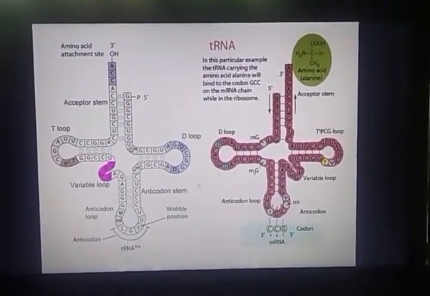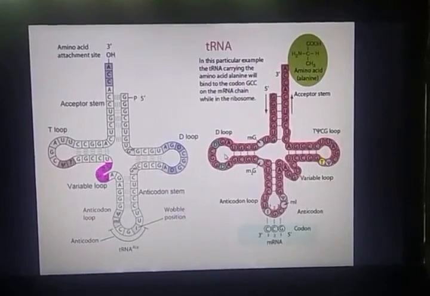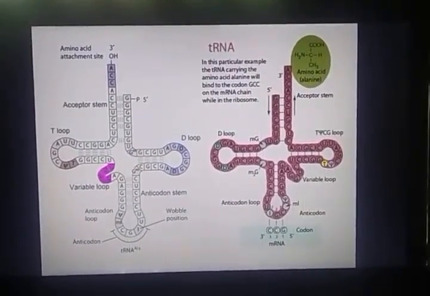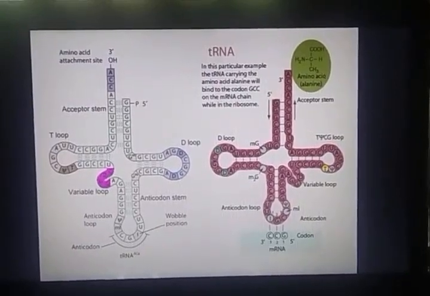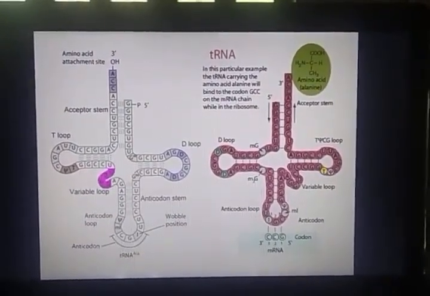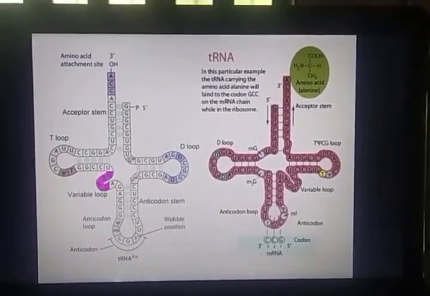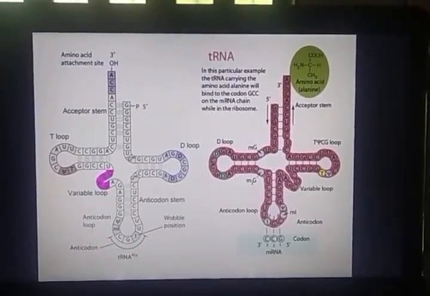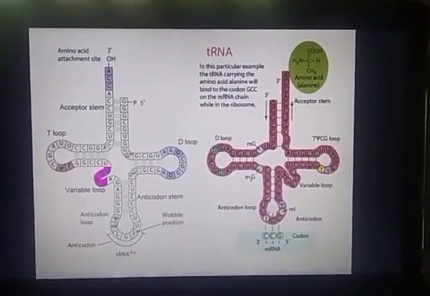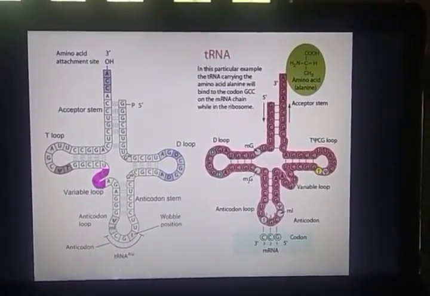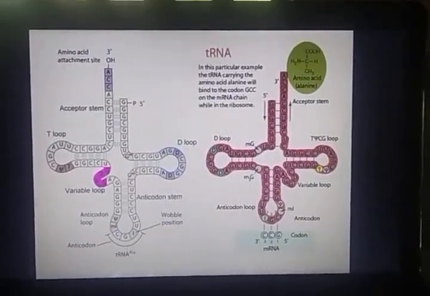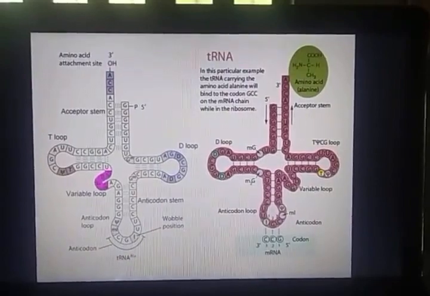Now the next is the D loop, or more specifically the DHU loop, in which there is an unusual nucleoside known as dihydrouridine. Now this tRNA is very important during protein synthesis, as it acts like a messenger between the amino acids in the cellular pool and the protein synthesis taking place on the ribosomes.